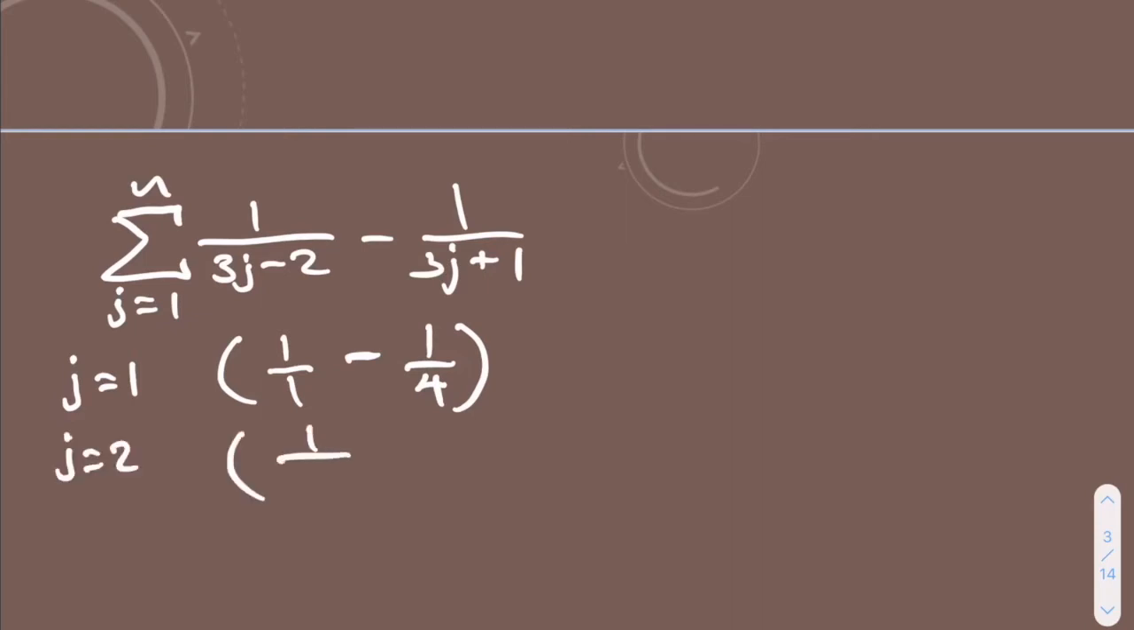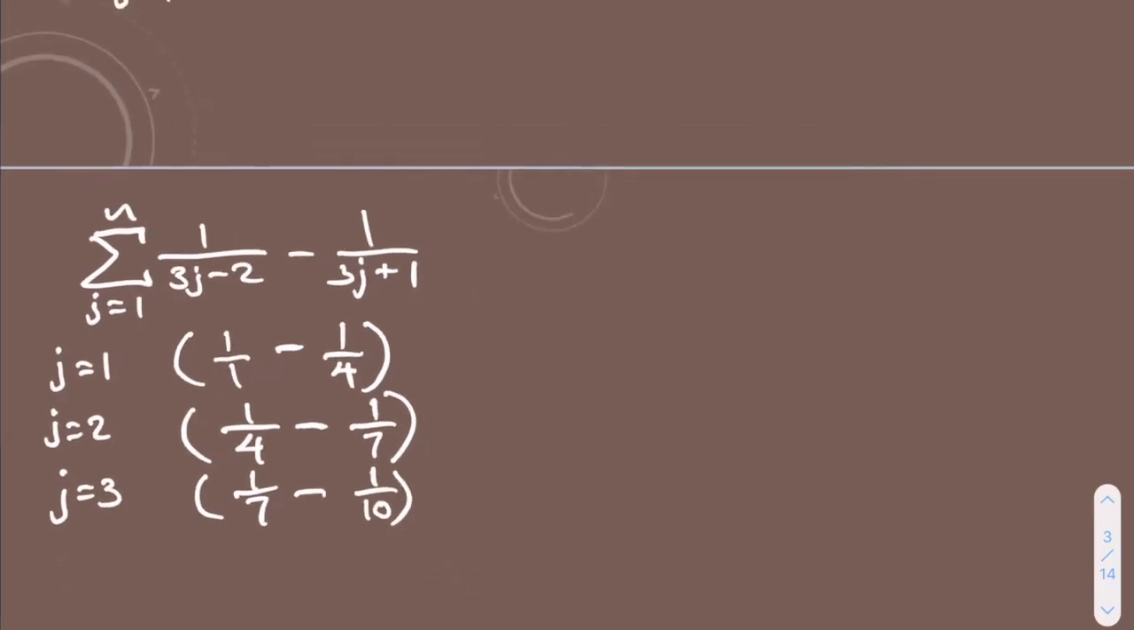Now, when j is equal to 2, we have this expression. 1 over 3 times 2 is 6, minus 2 is 4. Minus, and then the second term becomes 1 over 6 plus 1 is 7. And then let's go for the third term. 3 times 3, 9, minus 2 is 7. So this becomes 1 over 7 minus 1 over 9 plus 1 is 10.